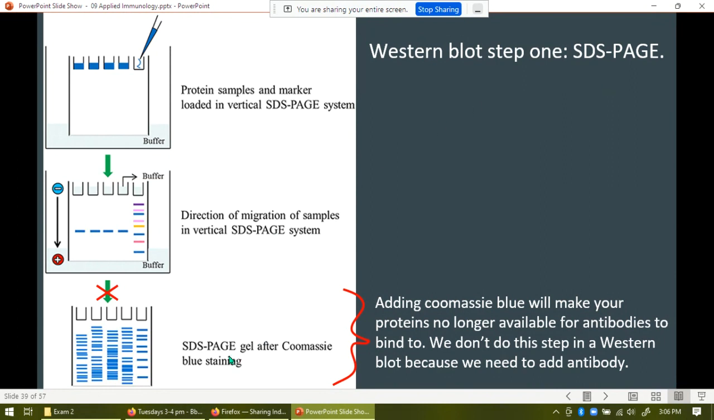Now, normally, if you were to only do an SDS-PAGE, where you're separating proteins based on molecular mass, what you would normally do is add this dye called Coomassie blue, and that would stain your proteins blue, right? But if you do this during a Western, this changes the protein so that the antibody won't be able to bind. So you don't actually add the Coomassie blue during a Western blot. You stop at the point where they're invisible, but they've run through the gel.